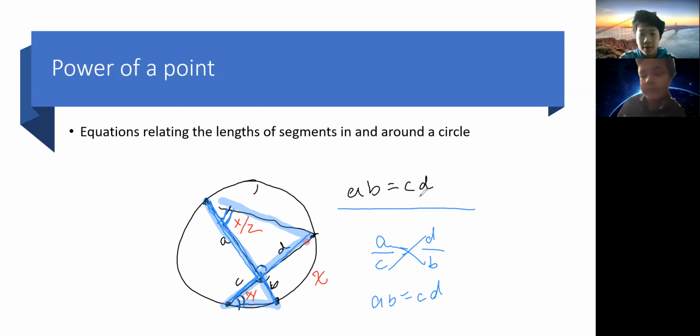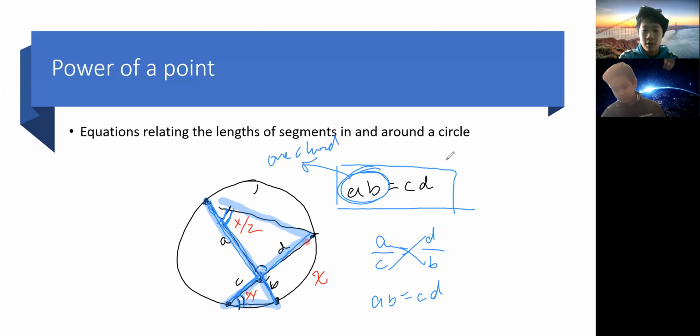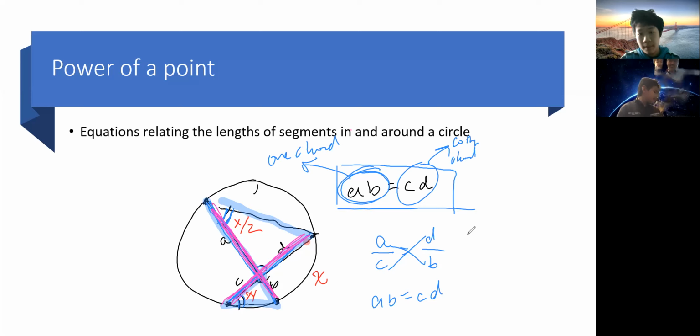This is the first one. If we have any two chords inside the circle, they cut each other at AB and CD. And AB, you must remember, these are from one chord, and these two lengths are from the other chord. AB was on this chord. CD was on this chord. They have to be on the same chord to multiply.